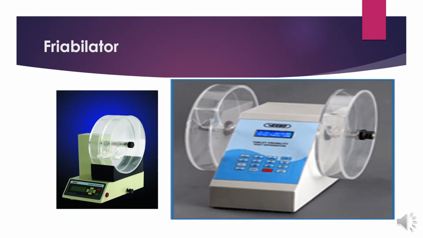The friabilator, the instrument that is used for the friability test, has a rotating drum attached to the instrument, maintaining 100 revolutions, or we can say 25 rpm, and the timer we have selected is about 4 minutes. Either you are going to run the apparatus for 100 revolutions, or you are going to run the apparatus for 4 minutes at 25 rpm.